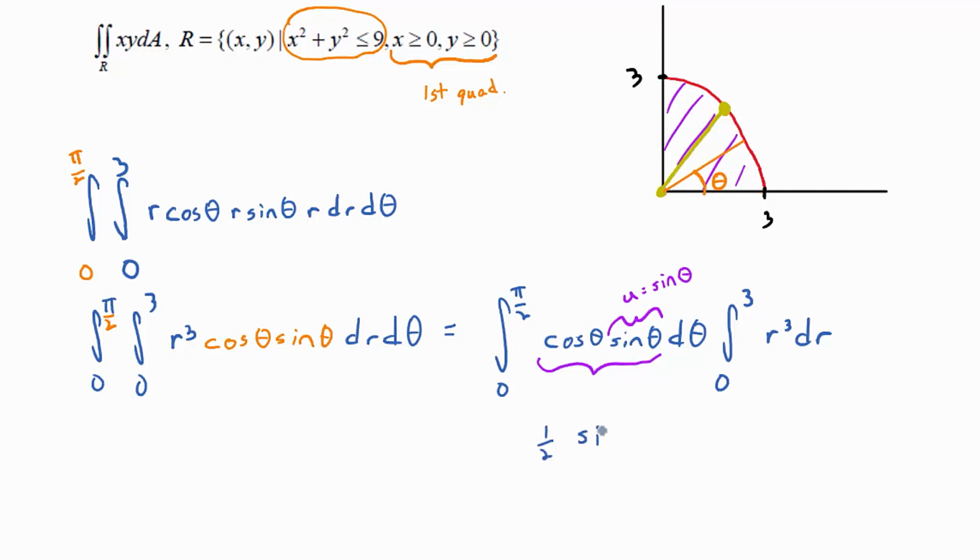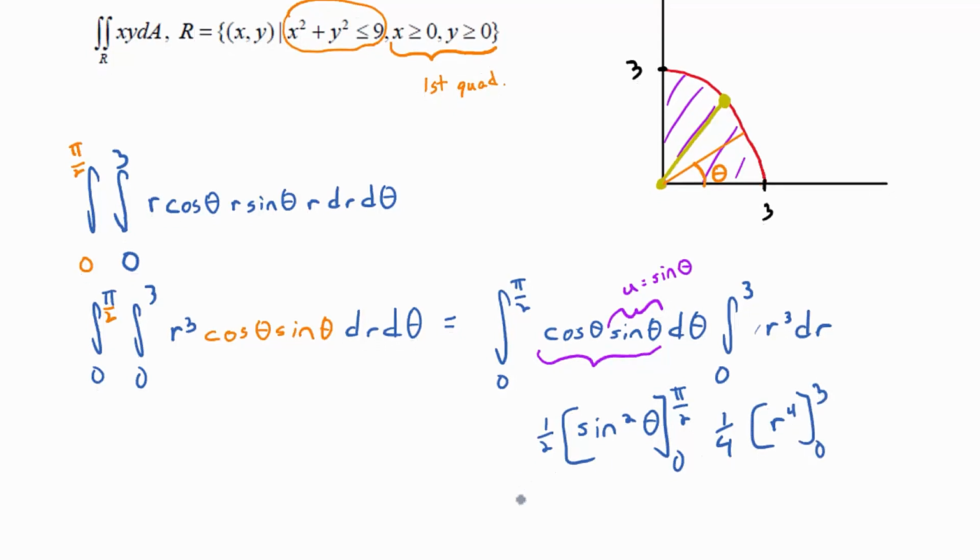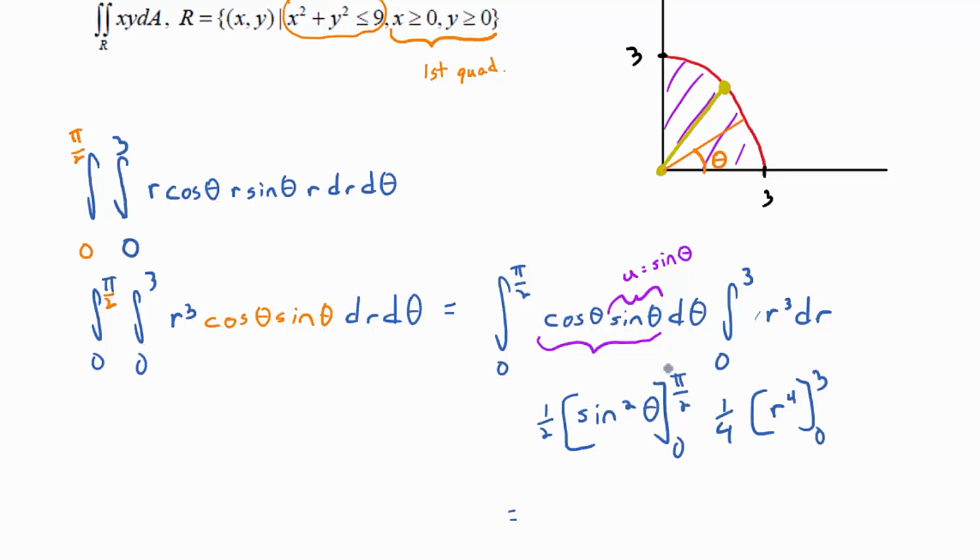1/2 sine squared theta, evaluated from 0 to pi halves. What does this guy become? 1/4 r to the 4th, evaluated from 0 to 3, right? So for this guy, what do we get? If we plug in pi over 2, 1 minus 0 times 1/2 is 1/2 times 1/4 times 3 to the 4th, which is 81. What do we get then? 81 over 8.